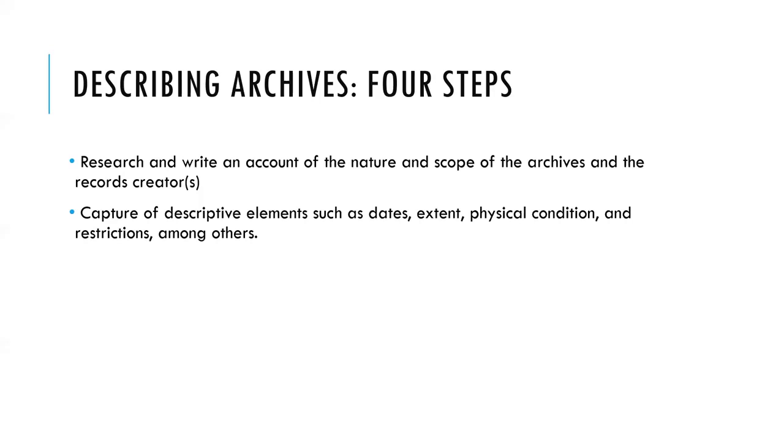A part of arrangement and description is capturing descriptive elements such as date, extent, physical condition, and restrictions, among others. So making sure that you are providing to researchers information like what date span is a collection, what date span is a particular box or a particular folder, how large is the collection, what's the physical condition of the collection, so what kind of formats are the records on, and any restrictions that might be attached to the record. So that there may be an indication that some of the records are restricted or unavailable for various reasons.